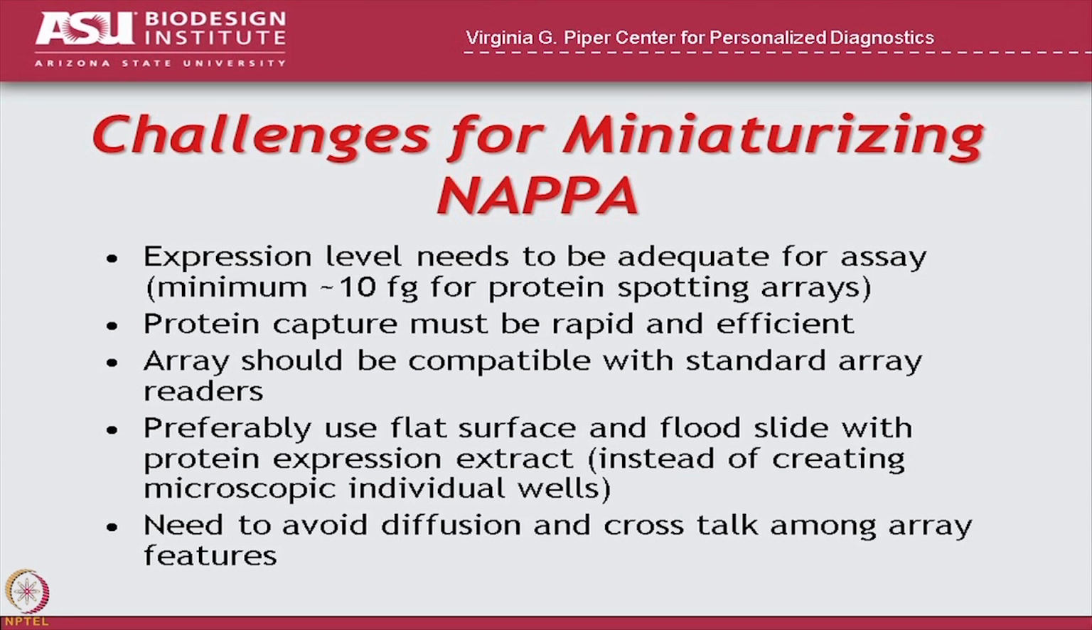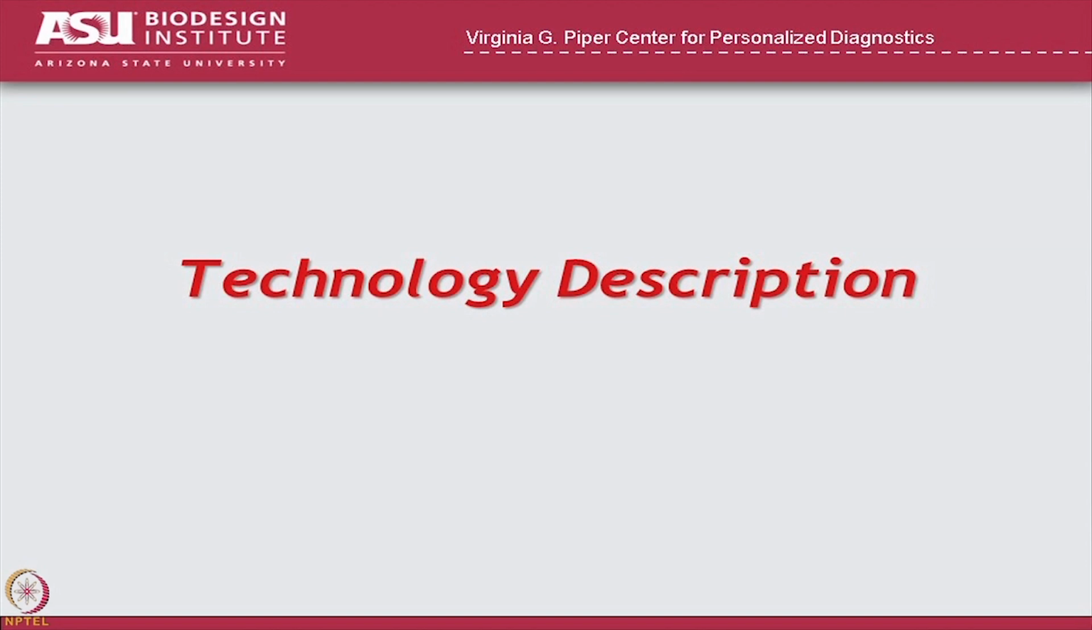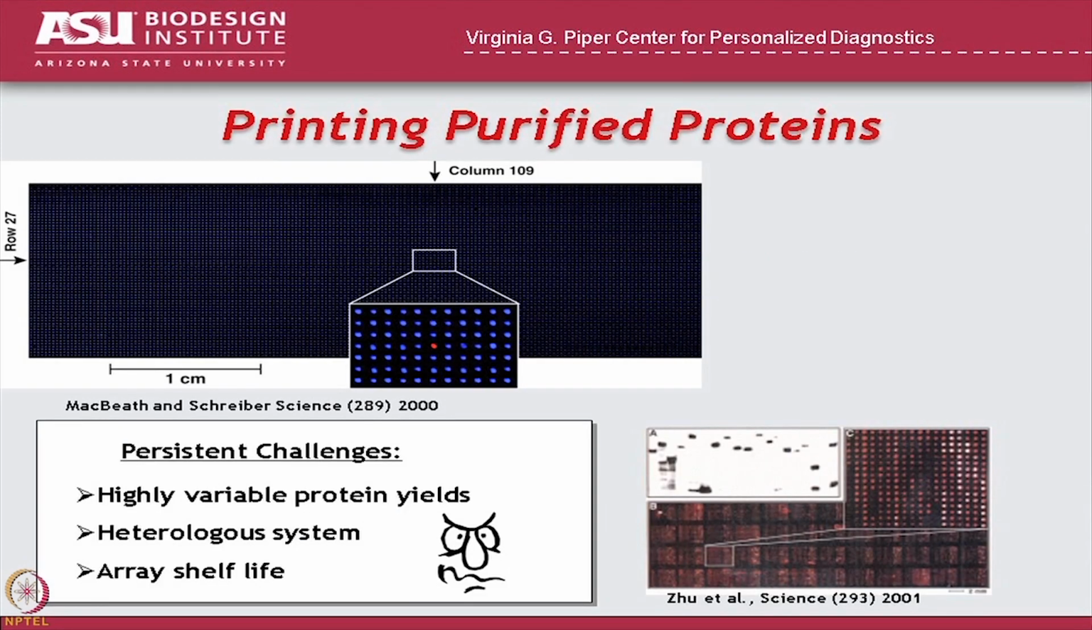where we could add the extract to the whole slide. We didn't want to have to manufacture these specialized methods for expressing in little tiny wells or something like that. I'm going to come back to that because we now are moving in that direction. But at the time, we really wanted this to be very simple. And of course, we had to avoid crosstalk from spot to spot. So let me talk about the technology. So most people who build protein arrays do it by purifying the proteins first.